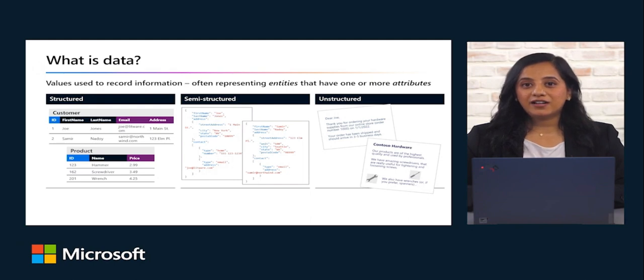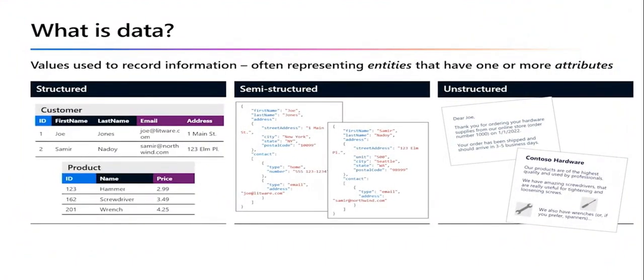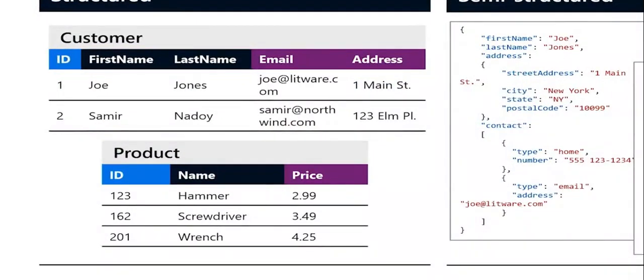Let's think about how the data really looks. Any type of data that you see would be one of these 3 that you see on the screen: structured data, semi-structured data, and unstructured data. Let's look at these one by one. Structured data.